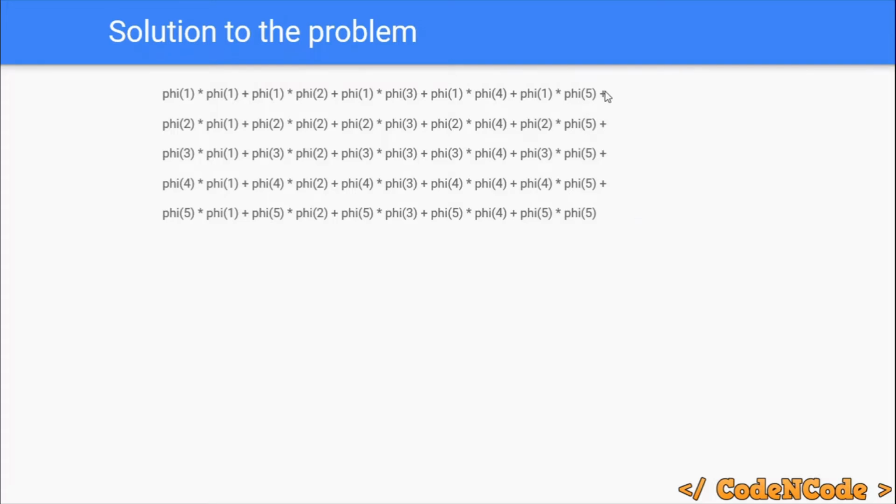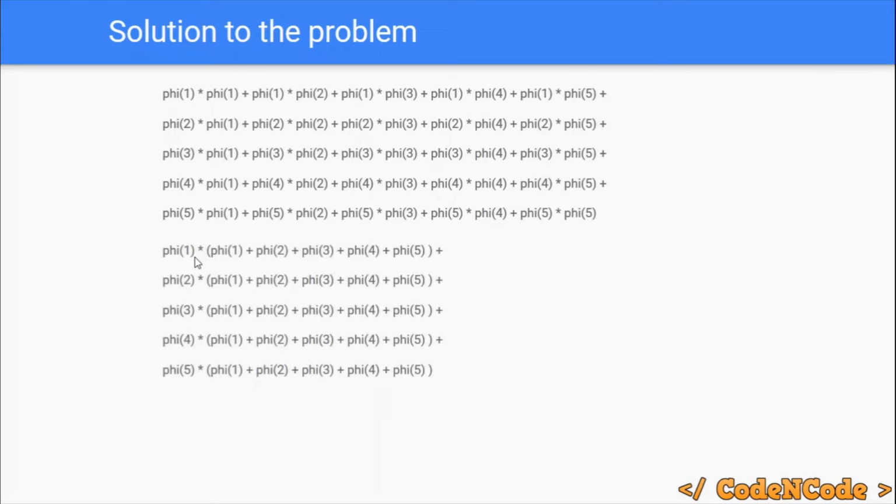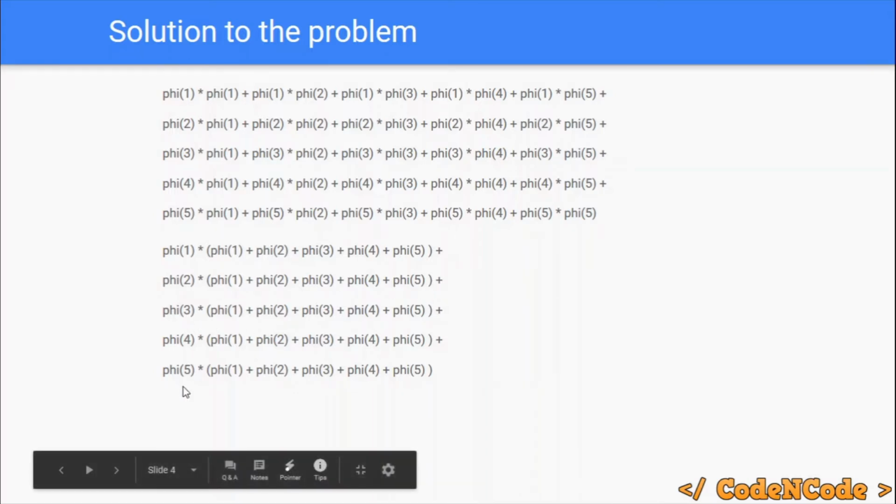If I consider this as the first row, you see in all of the terms phi of 1 is common, right? So in the first row, I can take phi of 1 out of the expression, and then the whole expression would become phi of 1 plus phi of 2 plus phi of 3 plus phi of 4 plus phi of 5, and so on till n. N here is 5, that is why we are going till 5 only. Similarly for the second row, you can take phi of 2 out, and what you are left with is again the same thing. Similarly for the third, fourth, and fifth row.